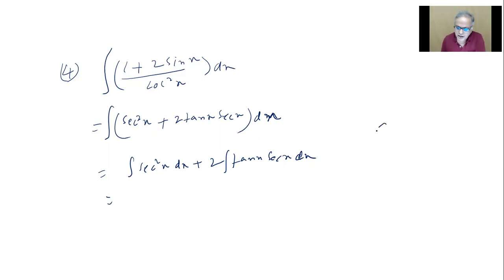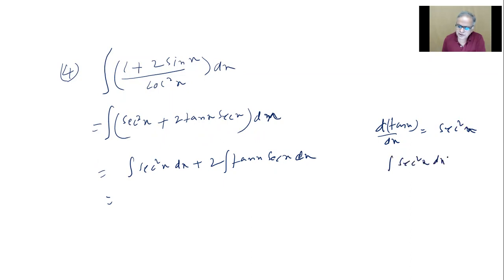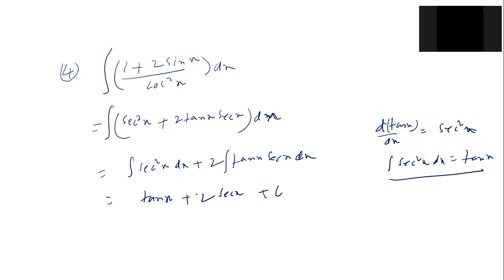You know, the derivative of tan x by dx is secant square x. So the integral of secant square x dx is equal to tan x. So this will be tan x plus 2 secant x, just now we wrote it. That's all.